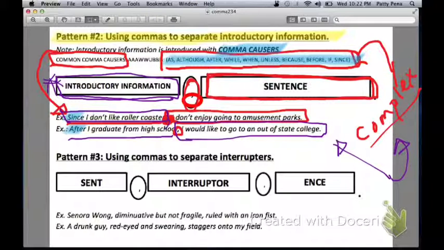Pattern number 3 over here is using commas to separate interrupters.